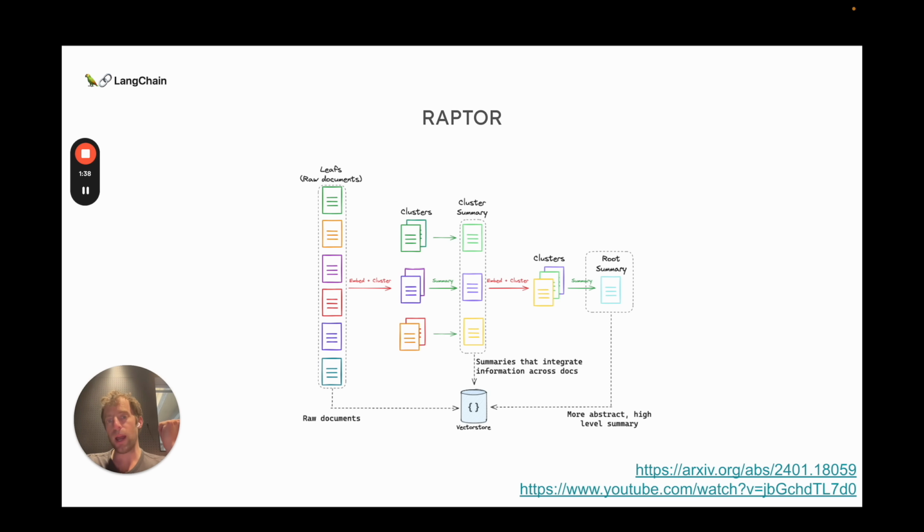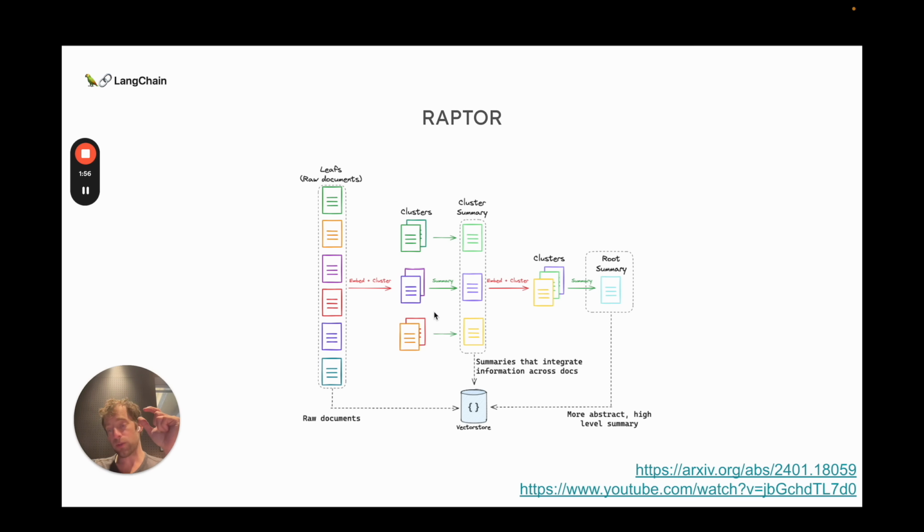So this technique called RAPTOR is basically a way to build a hierarchical index of document summaries. And the intuition is this. You start with a set of documents as your leaves here on the left. You cluster them, and then you summarize each cluster.